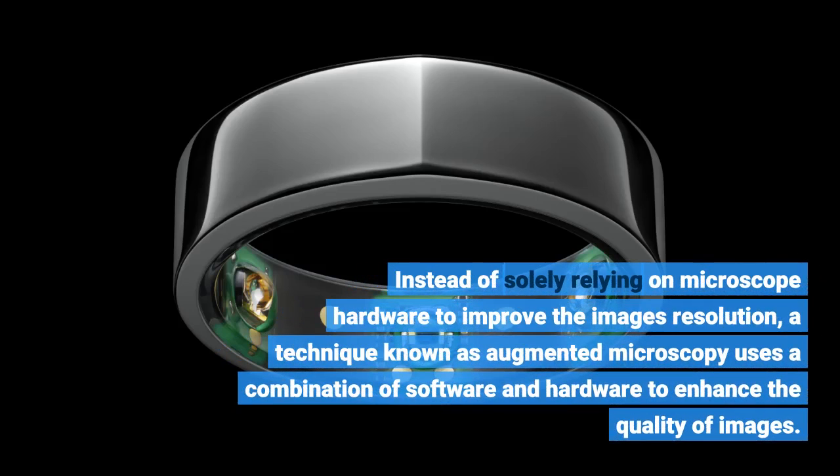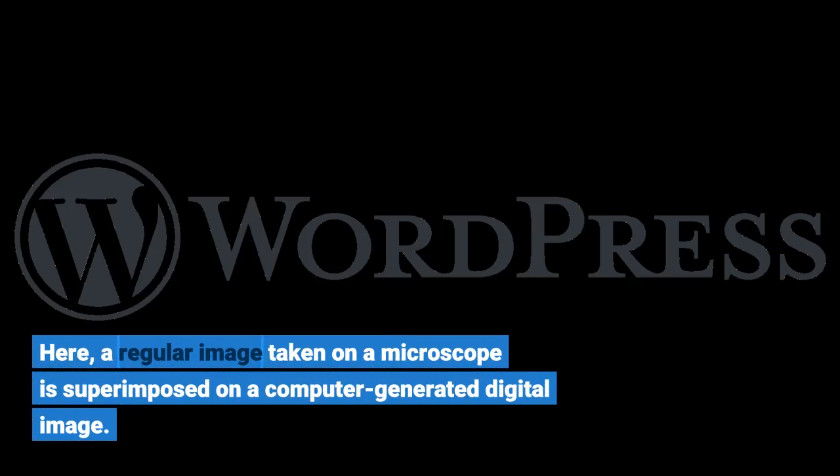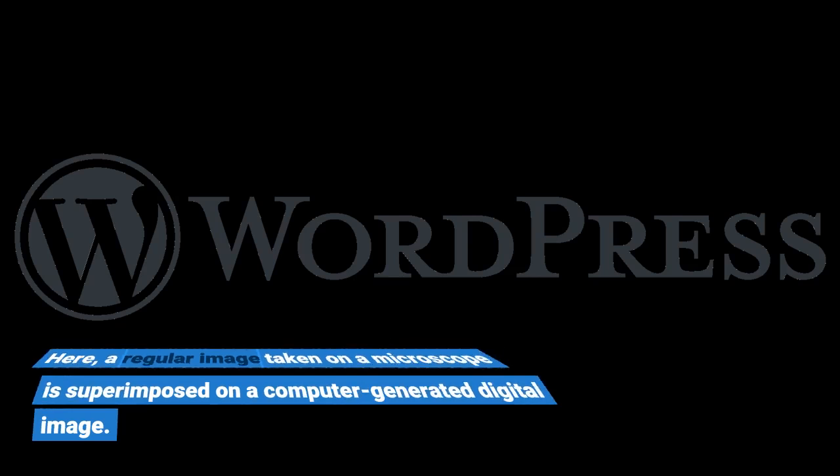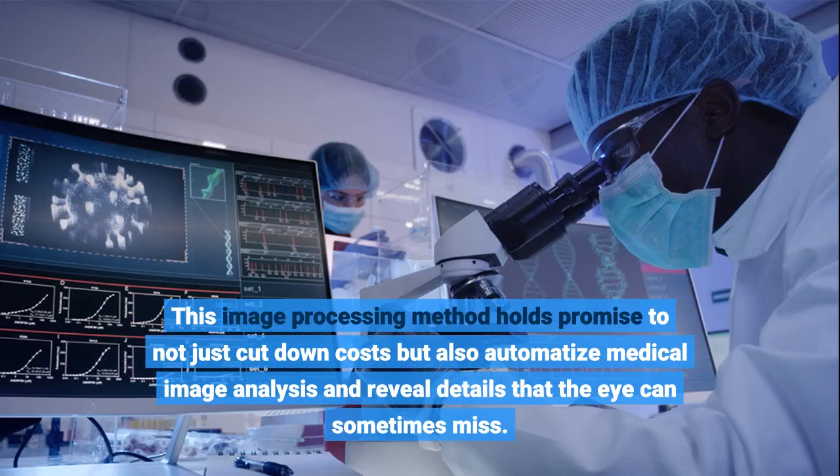Instead of solely relying on microscope hardware to improve the image's resolution, a technique known as augmented microscopy uses a combination of software and hardware to enhance the quality of images. Here, a regular image taken on a microscope is superimposed on a computer-generated digital image. This image processing method holds promise to not just cut down costs but also automatize medical image analysis and reveal details that the eye can sometimes miss.